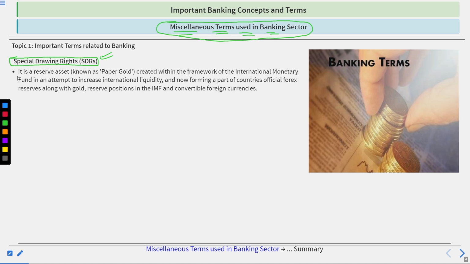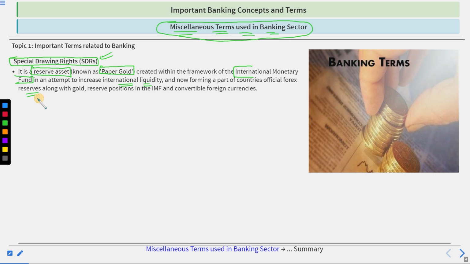So talking about this, we could say it is actually a reserve asset known as paper gold. So if the question asks, paper gold refers to which term, the answer is special drawing rights, SDRs. It is created within the framework of the International Monetary Fund, in short known as the IMF. We know it is an international financial institution. It was created in an attempt to increase international liquidity and now forms a part of a country's official forex reserve.